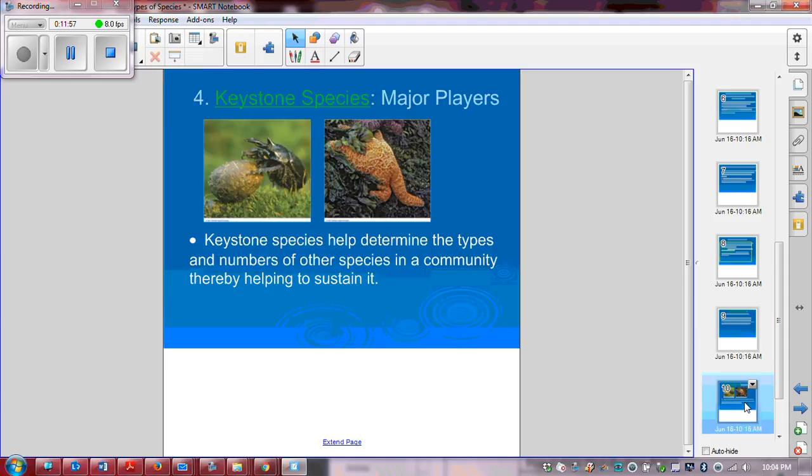We have keystone species, and there's another video after the one about the alligators, about otters, who are a keystone species in addition to, you can see here, the sea star and the dung beetle. And the term keystone actually comes from architecture. So if you can imagine an arch in a building, in an old church or something like that.